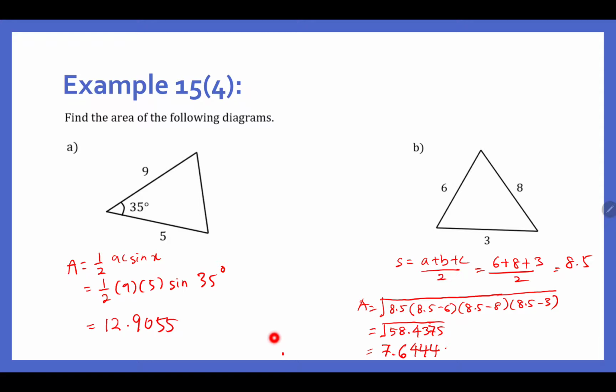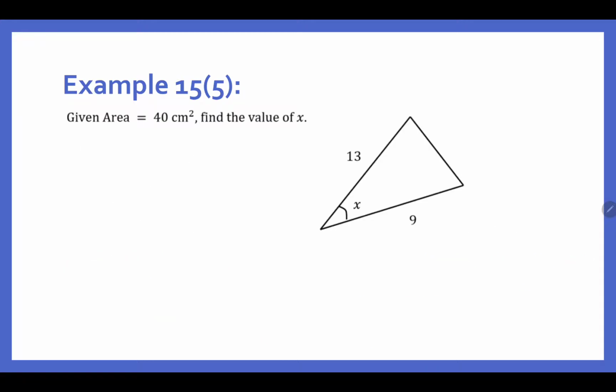Okay, so we proceed with question number 5. You're given the area is 40. Find the value of x. So x kita ada satu angle and two sides. So kita kena guna formula yang kedua, which is the area equals 1 over 2 AB sin C, sin x ataupun sin C pun boleh lah juga, tak kisah.